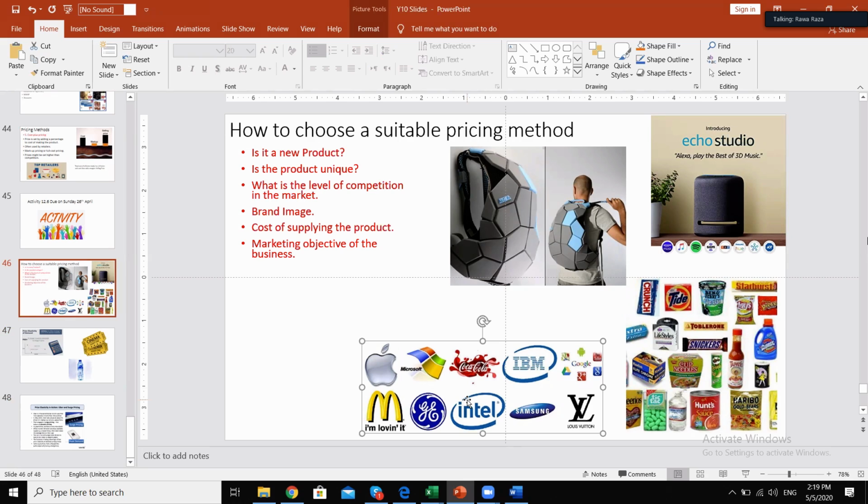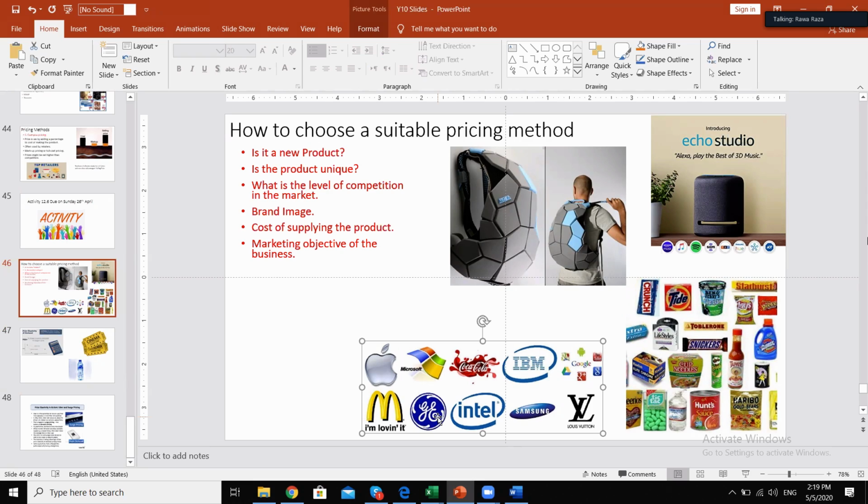This picture here is an example of businesses that have good brand image. So these businesses usually set really high prices for the products. Okay, so as a conclusion, you don't consider one factor in deciding what pricing method you choose. That's point number one, meaning your product is new. Okay, well, is it unique? It might be yes or no. And then you go to competition level in the market. That might be a consideration as well, regardless of whether the product is unique or not. The economy might be a factor that you consider.